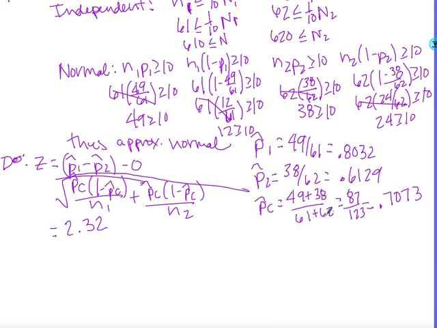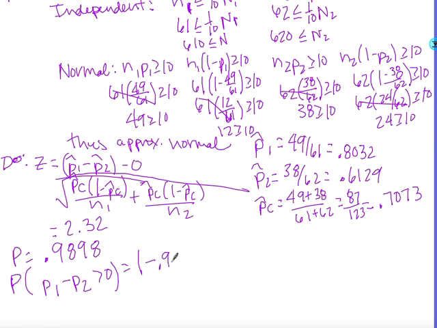So you would look for this on your table, and whenever you did that, you would find that your P was 0.9898. So then your probability that P1 minus P2 is greater than 0, which was your alternative hypothesis way up there, would be 1 minus 0.9898, which would be 0.0102.